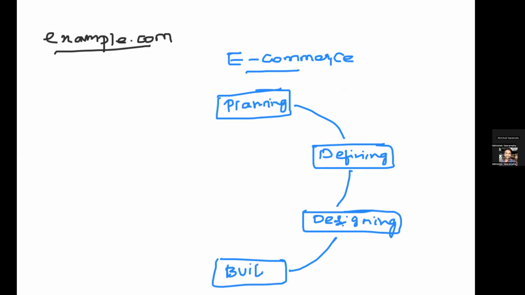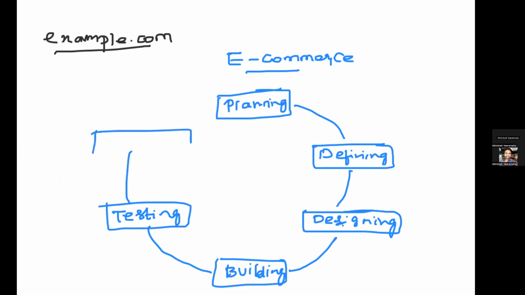What is building? We are building a software, right? And then we move to a phase called testing, and once we test, we'll deploy. And then whenever we want a new feature, again we'll follow the same approach. So that's why this is a circle.